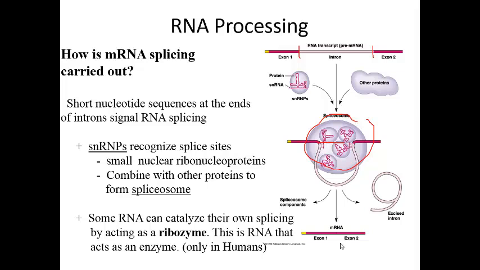Human beings are the only organism that contain RNA that could actually splice itself. RNA that is splicing itself is acting as something that we call a ribozyme, and this is unique only to human beings.